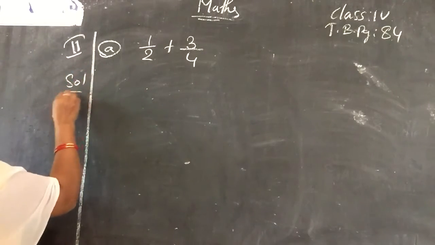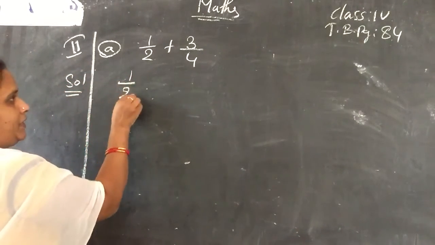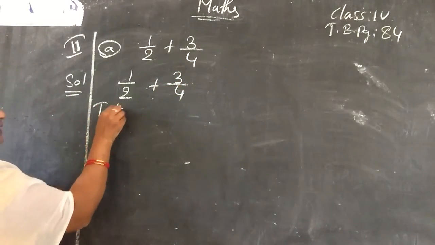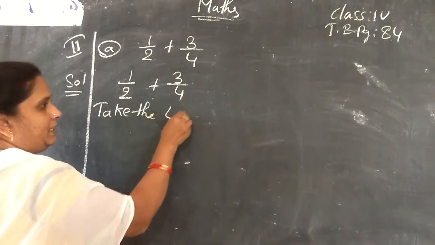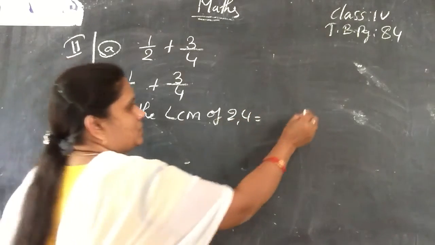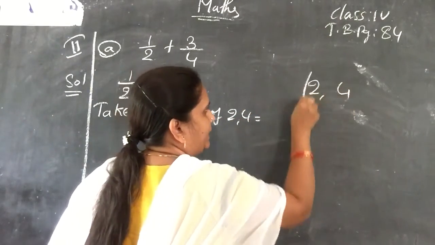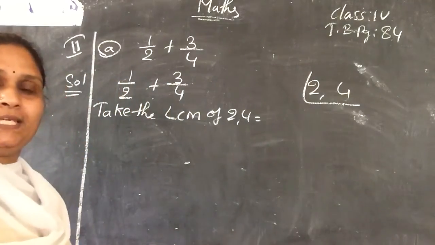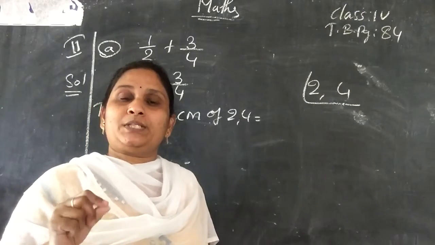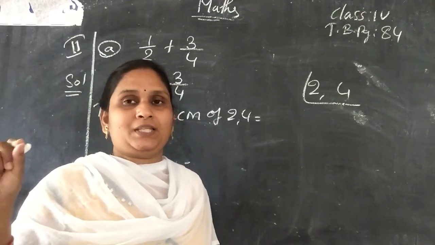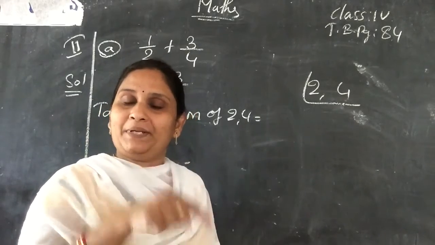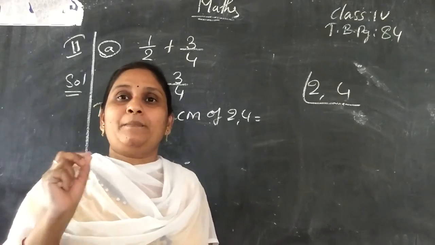Solution: first write down 1 by 2 plus 3 by 4. Second step, take the LCM of 2, 4. So here in rough work you can write 2 and 4 and do the LCM using the prime numbers. What are prime numbers, children? 2, 3, 5, 7, 11, 13. The numbers which are divided only by 1 and the number itself, those numbers are called prime numbers.